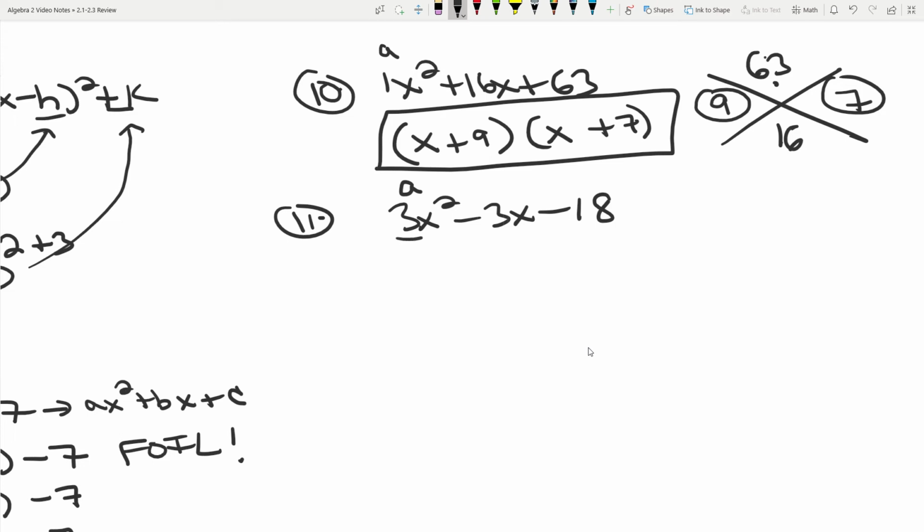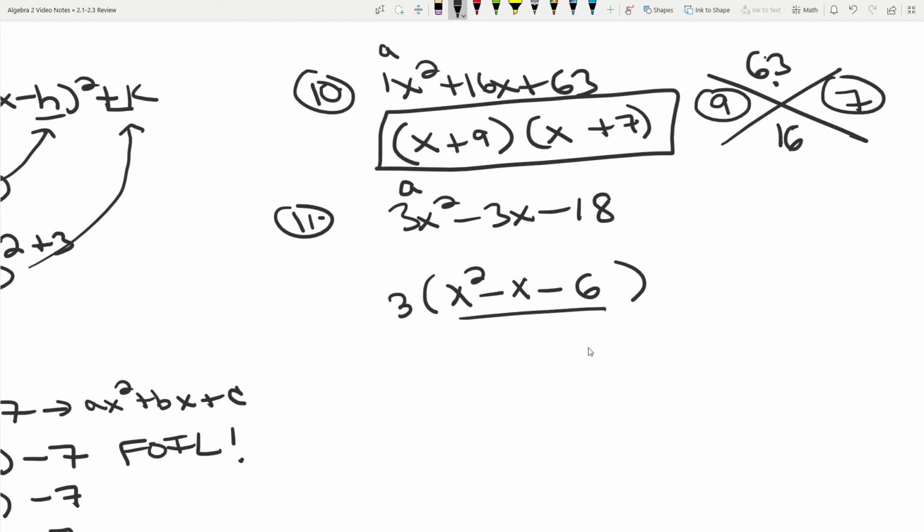You can pull out the 3 because 3 goes into 3 and 3 goes into 18. So I would suggest pulling out the 3 before factoring. So like factor out the 3 before you actually do the normal factoring stuff. So let's pull out the 3. So if you did that, right, we would get 3 times parentheses. Now 3 goes into 3 once, so we got 1x squared. 3 goes into 3 once, but it's a negative, so it becomes negative 1x. 3 goes into 18 is 6 times, but it's a negative, so it's negative 6. All right, so that's what we get when we pull out the 3.